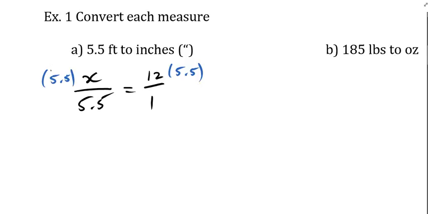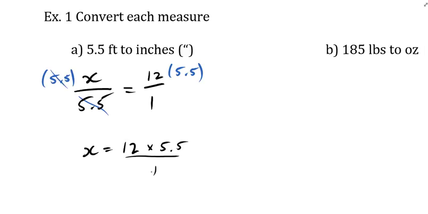So I multiply by 5.5 on both sides. That gets rid of the 5.5 on this side. You wouldn't have to rewrite this, but this ends up being x equals 12 times 5.5 divided by 1, which will do nothing. But in some cases, that might not be a 1. It might be something else. Usually, there's a 1 involved, but not necessarily always.